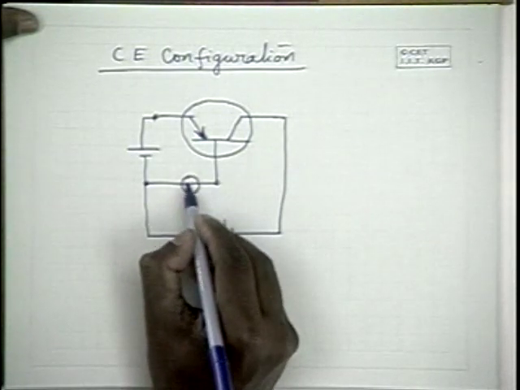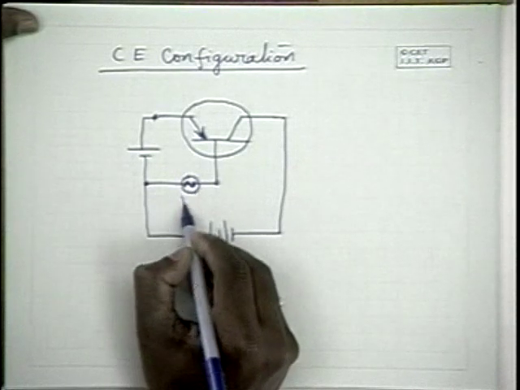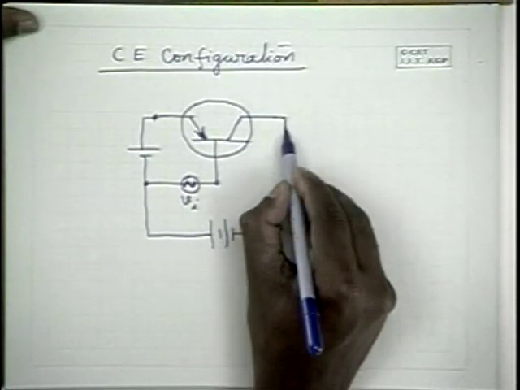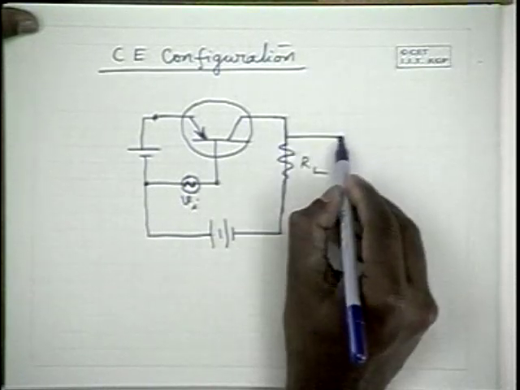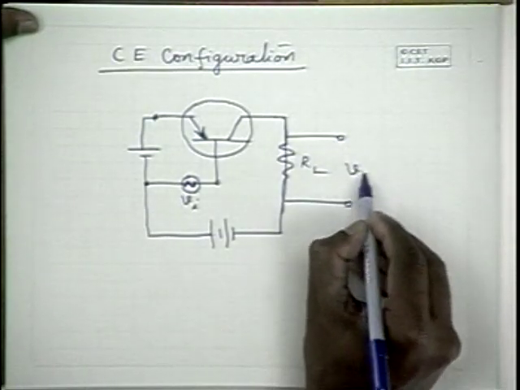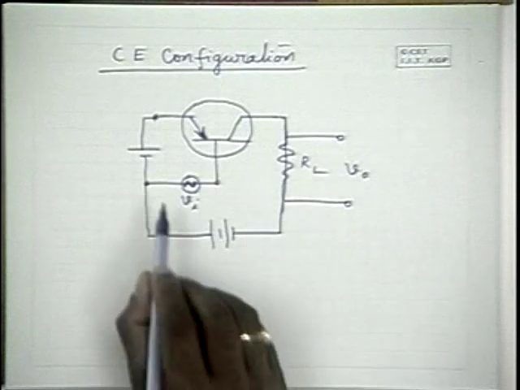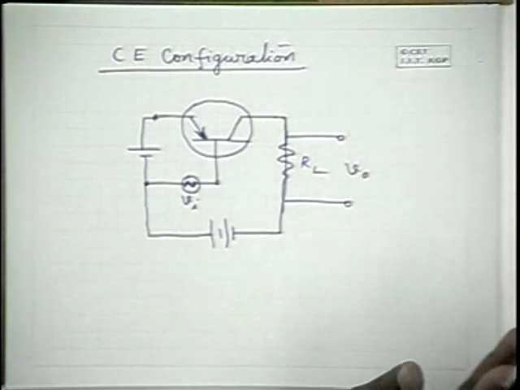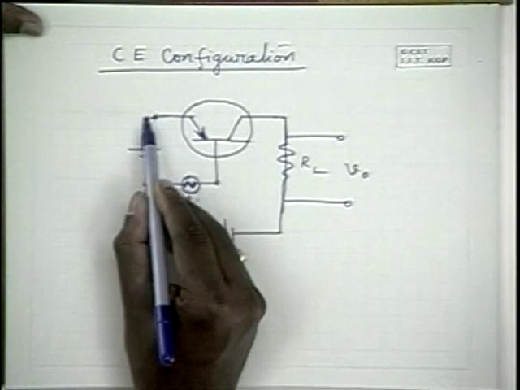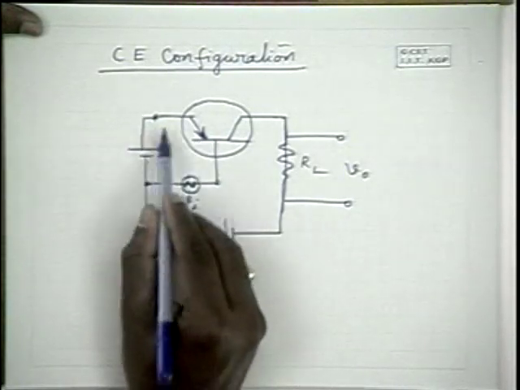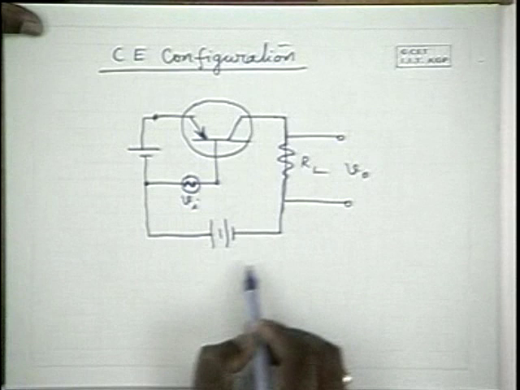And apply an input signal over here, and use a large resistance RL, and tap the output voltage over here. So this configuration is known as common emitter configuration. Here emitter is common to the input side and emitter is common to the output side.